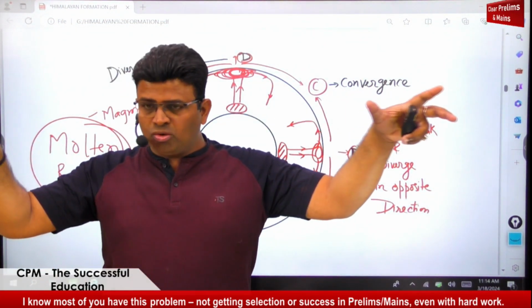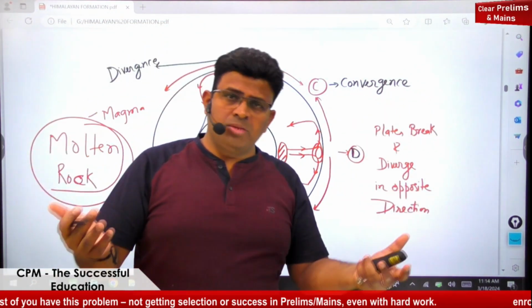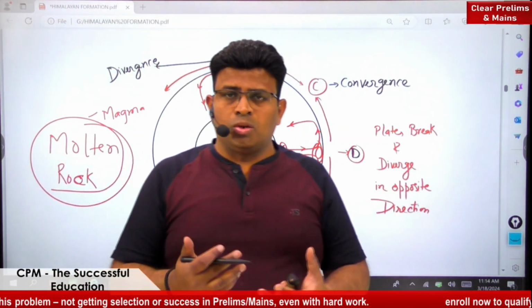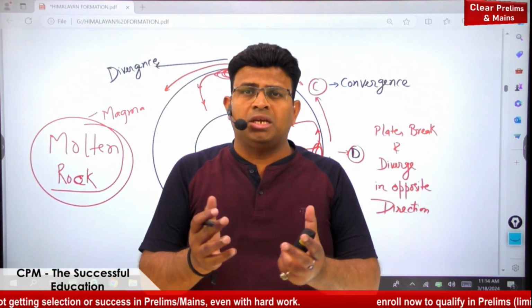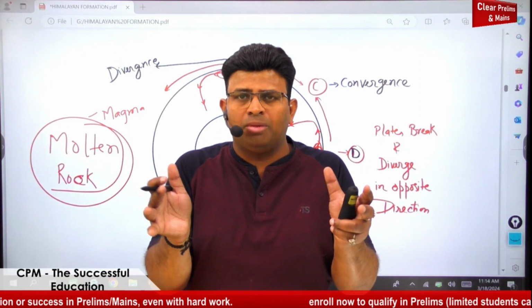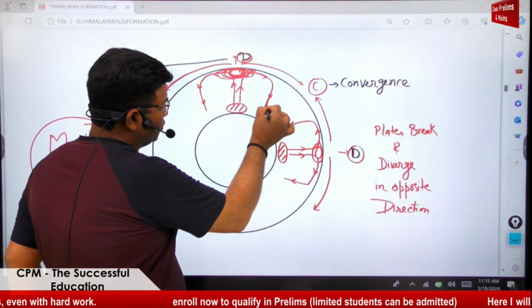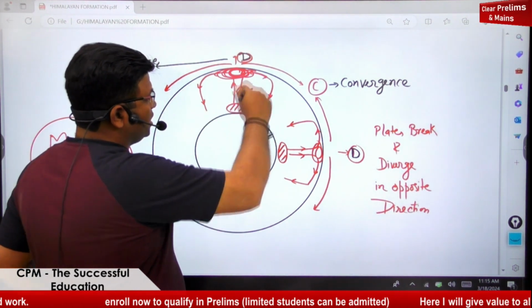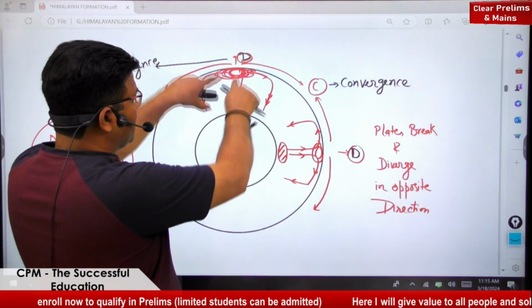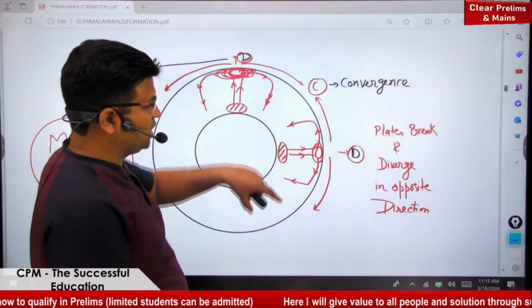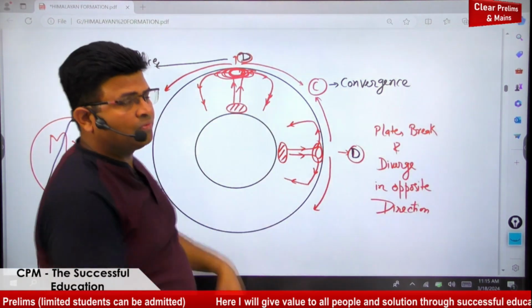So it is taking too much time, and in that time it slowly starts to cool. Its temperature decreases, which means it becomes heavy. And when it becomes heavy and starts getting down, this whole process is known as the convectional current of magma.